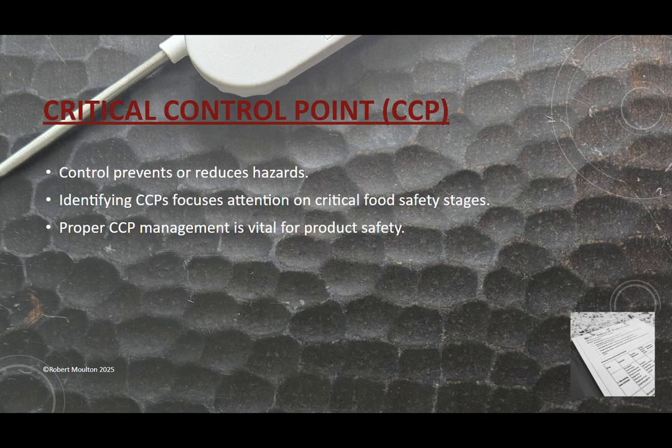So a critical control point is a specific step in the food production process where control can be applied to prevent, eliminate, or reduce a food safety hazard to an acceptable level. So identifying a critical control point is essential because it allows food handlers and processors to focus on the most critical stages of production where intervention will have the greatest impact on food safety. Proper identification and management of these control points can help to ensure that hazards don't compromise the safety of the final food product.